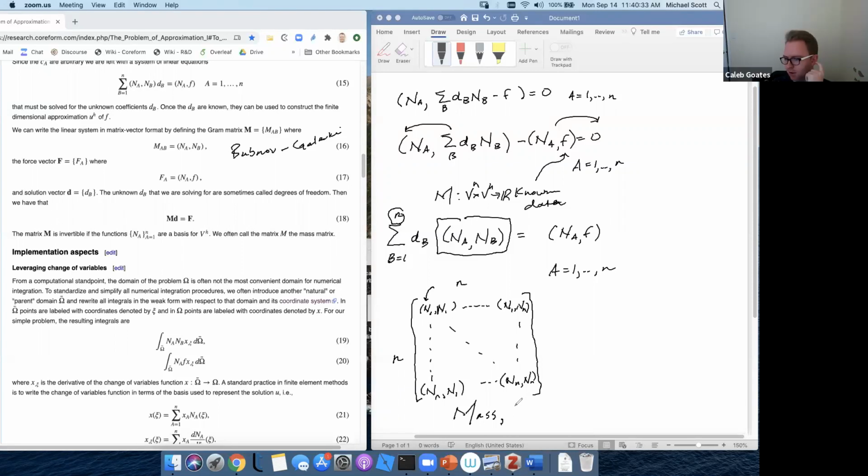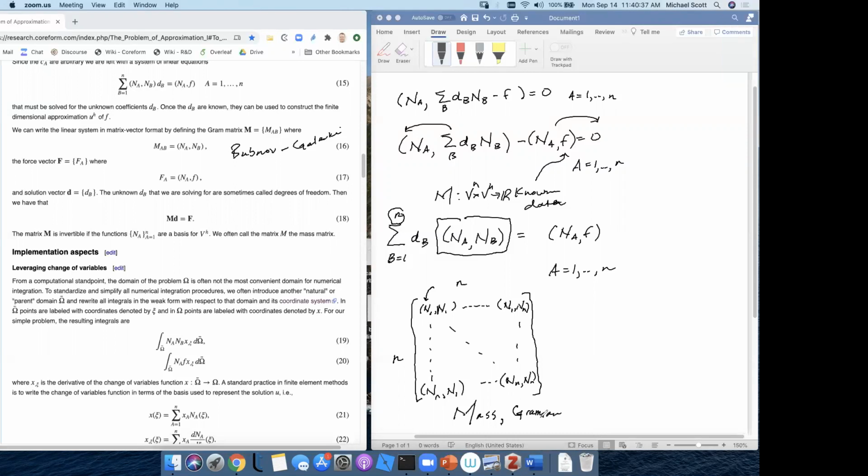Is this the Gramian? Is that the same thing? Yeah, exactly. Gramian matrix. I think there's one M. It's called the Gramian matrix. It's another term you'll see if you read from the context of approximation theory, numerical analysis. Okay, great. So there's our matrix, and then this matrix is going to be multiplied by our D's.